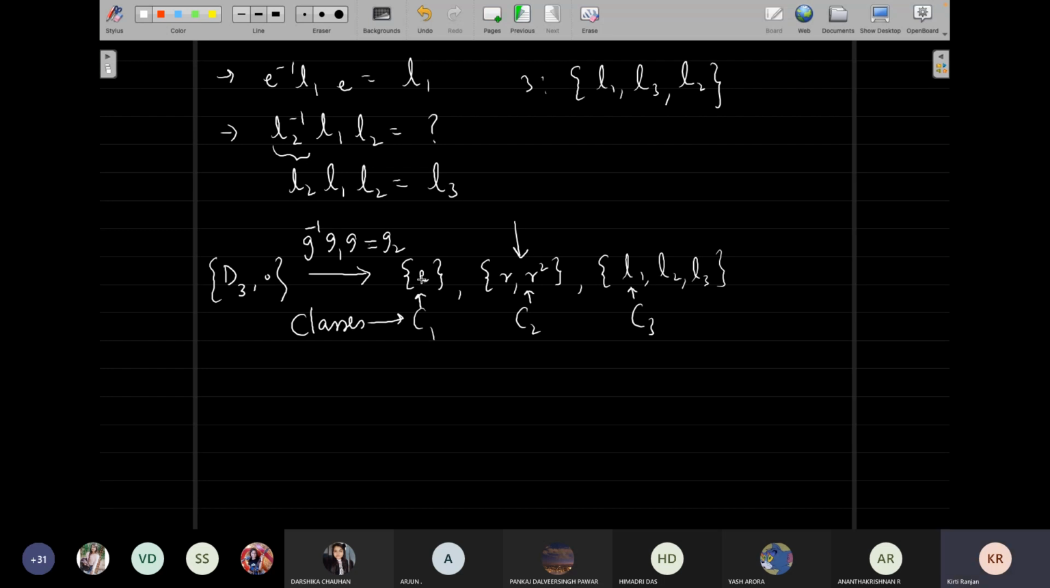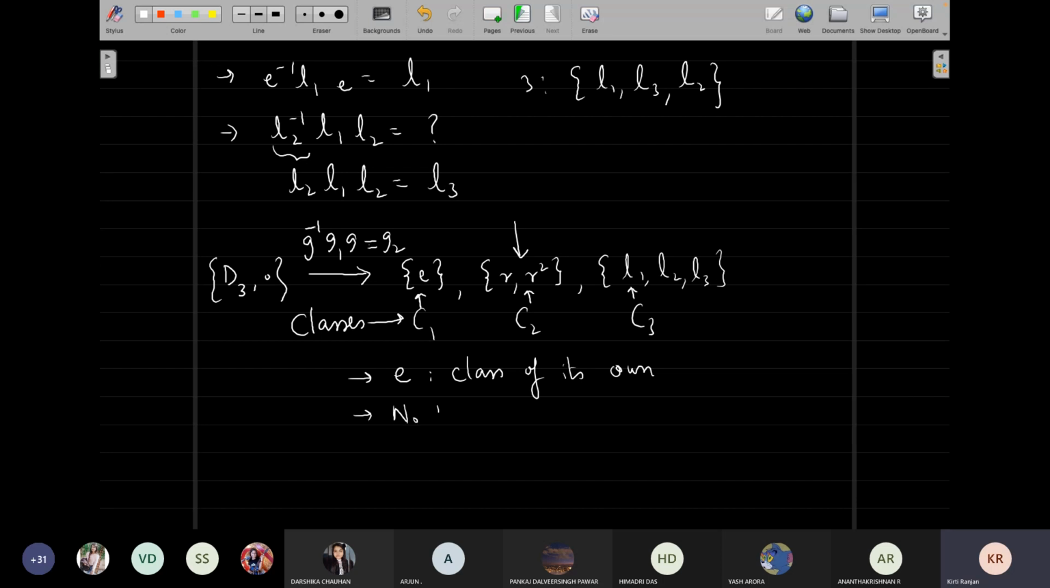The identity element will always make a class of its own. So let me write down: identity will always be in a class of its own. And then what was written on the previous page?